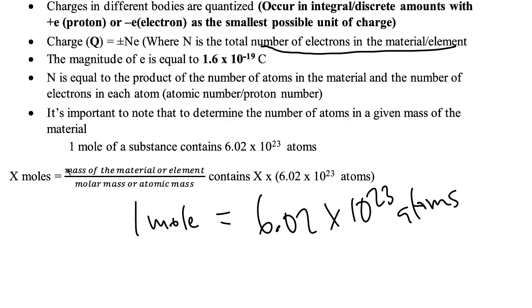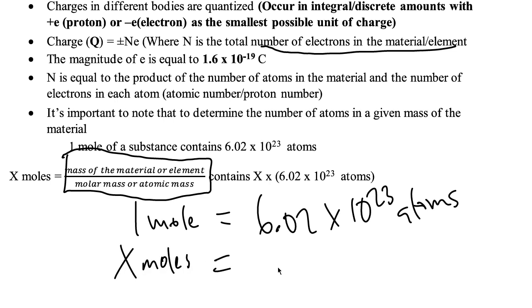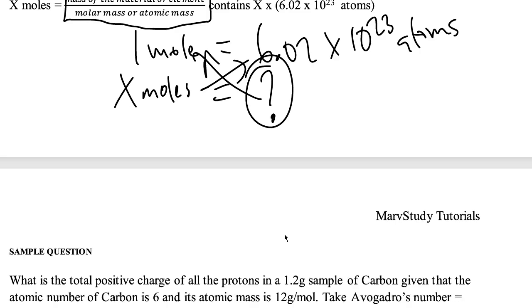And how do you get the number of moles? The mass of the material divided by what? The molar mass of the material. So when you now determine the number of moles, let's call it X moles, it will be equal to what? The number of atoms, let's use a question mark. So if we then cross multiply, that implies that the total number of atoms is equal to X, the number of moles, multiplied by 6.02 times 10 to the 23rd atoms. So once you get the number of moles, multiply by Avogadro's number.